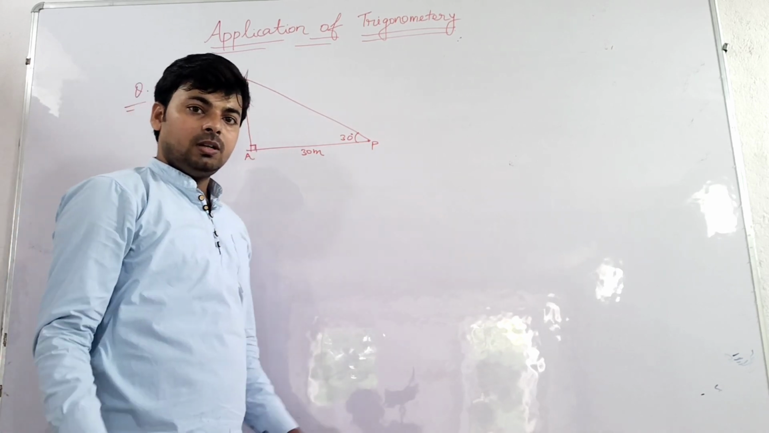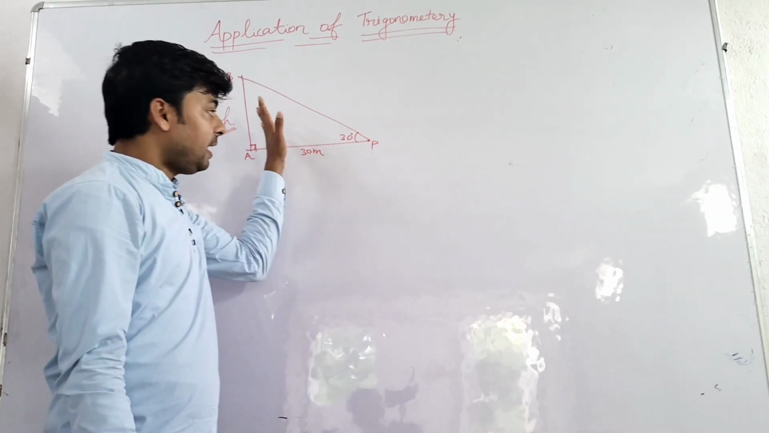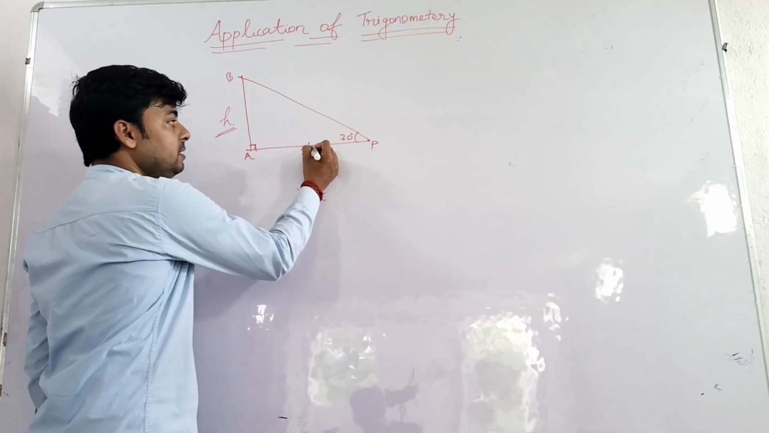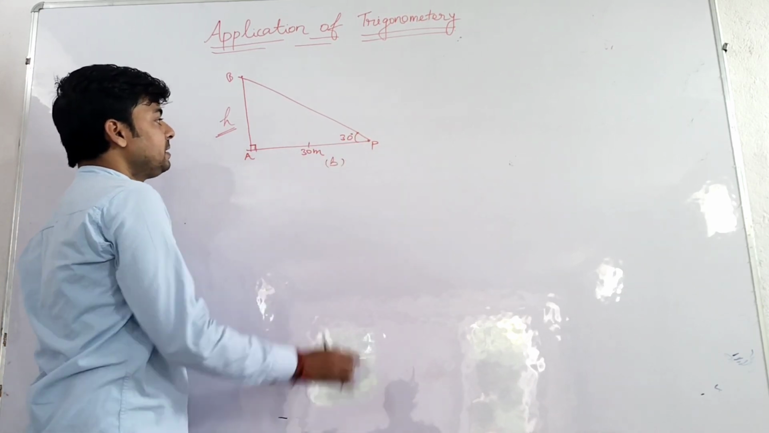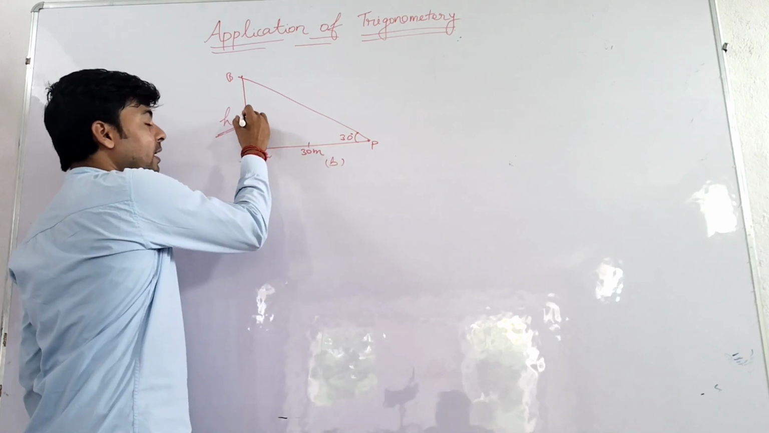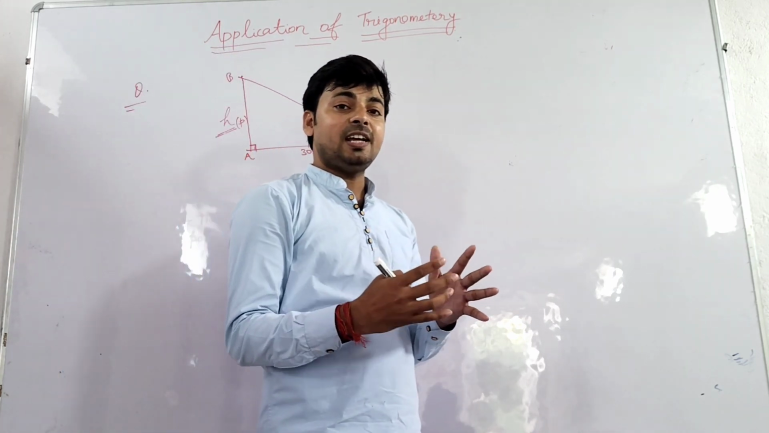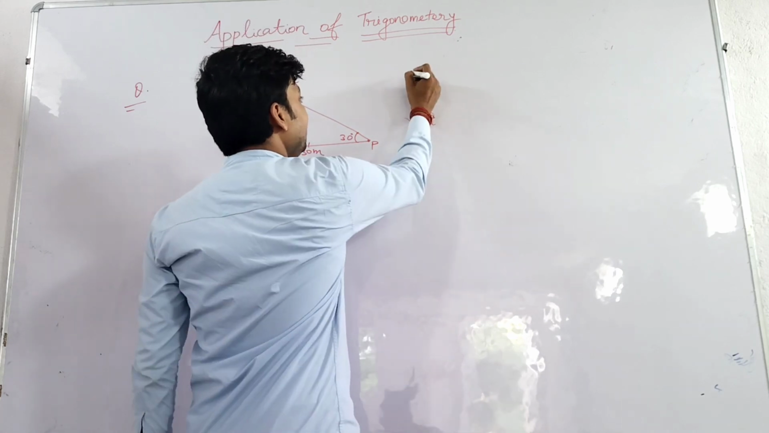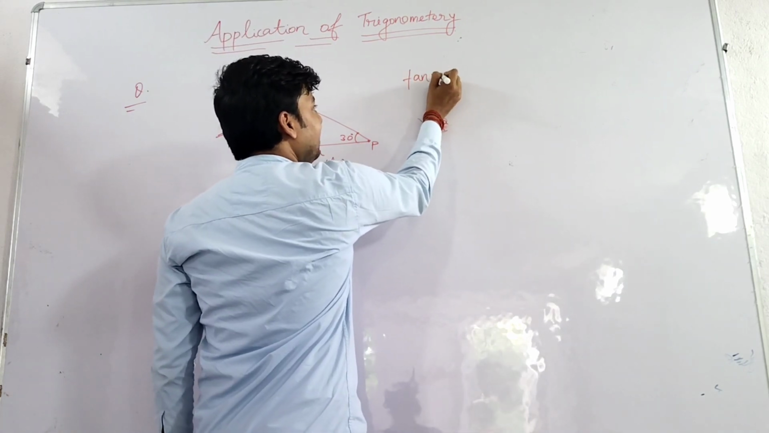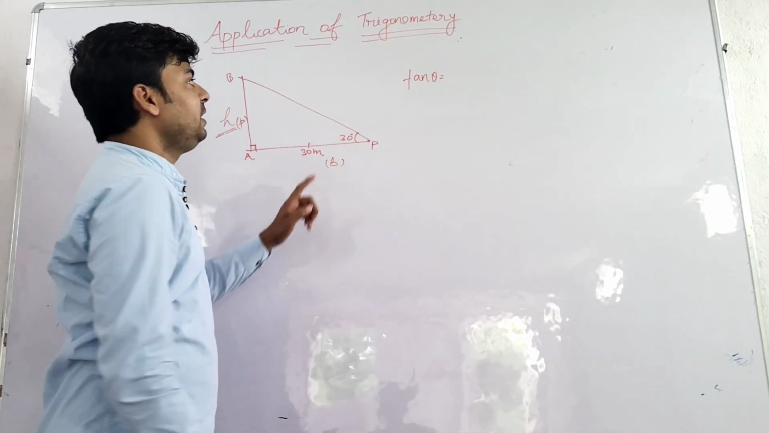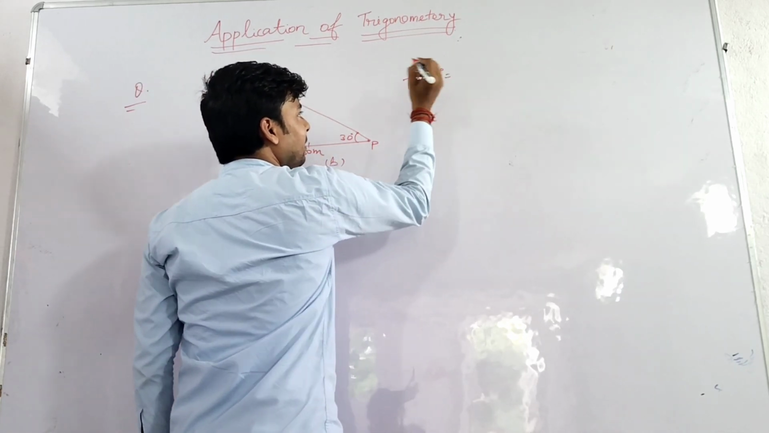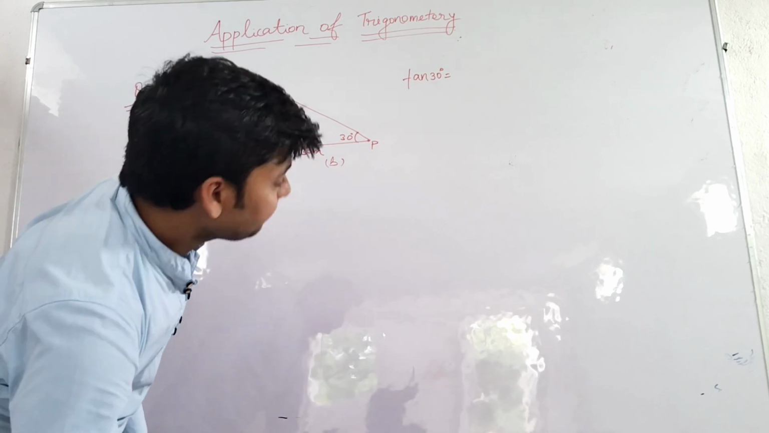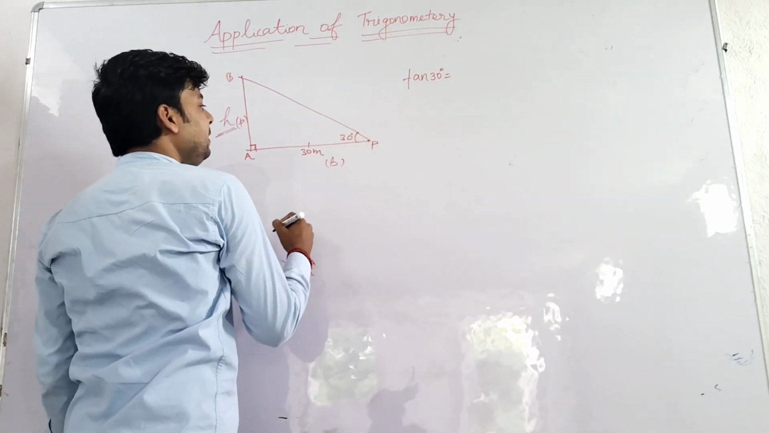How can we find it? Now let's take it. This is a right angle triangle. We know that this is the angle. Where it is lying, that is called the base, and opposite to this is the perpendicular. Which trigonometric function associates with this? tan theta. Here tan theta, so what is theta here? 30 degrees. So tan 30 degrees is equal to what?